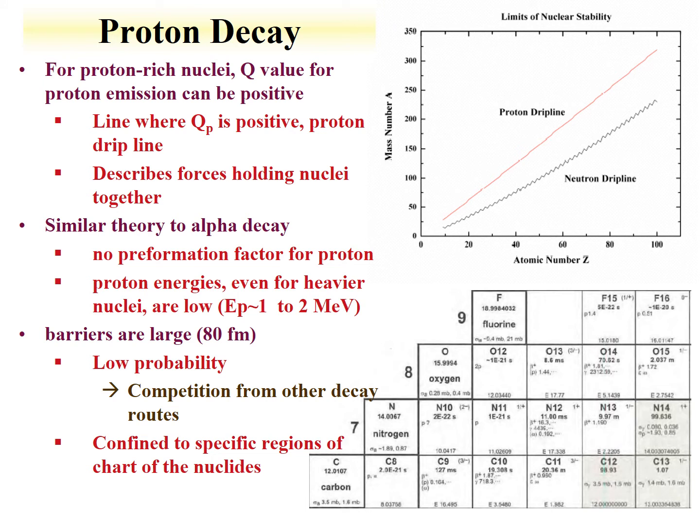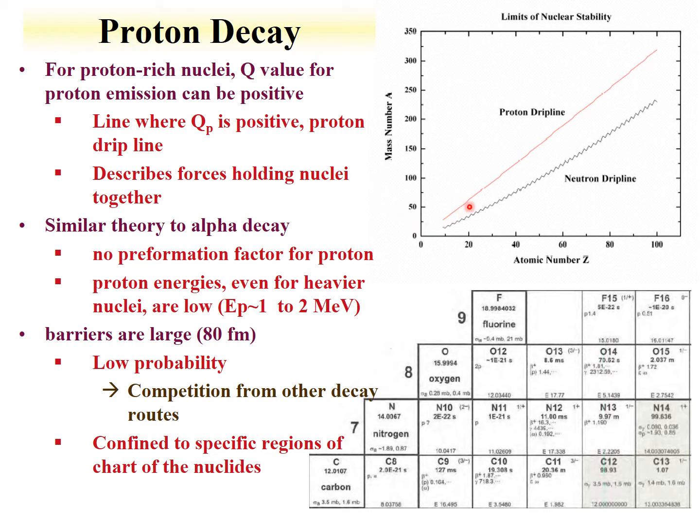The simplest example of a positive charged particle decay is the proton decay. We've explored the alpha particle, which is the most common. We discussed larger charged particles, such as carbon isotopes. And now let's focus a little bit on the simplest charged particle, which would be a proton decay. So for proton-rich nuclei, they have a Q value that can be positive for proton emission.